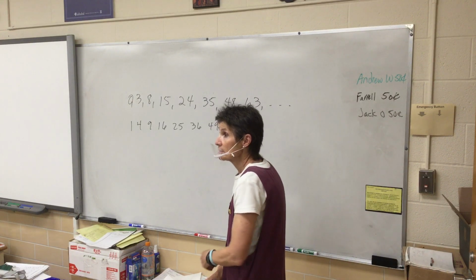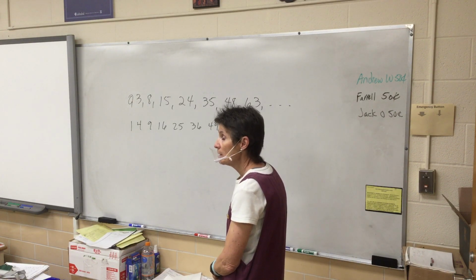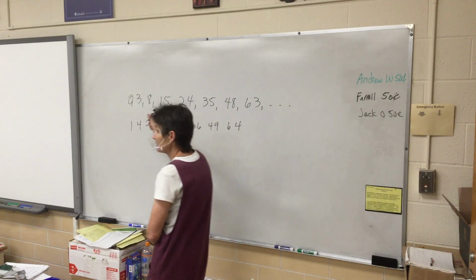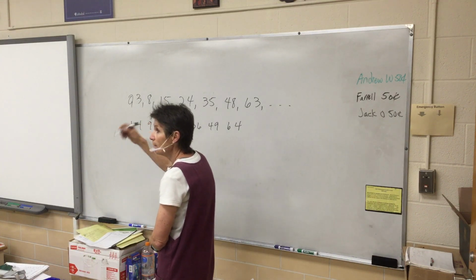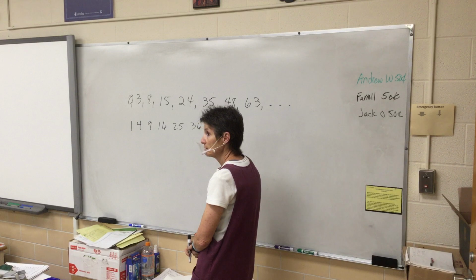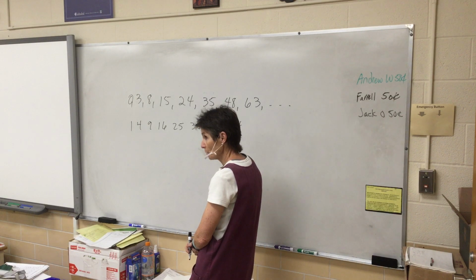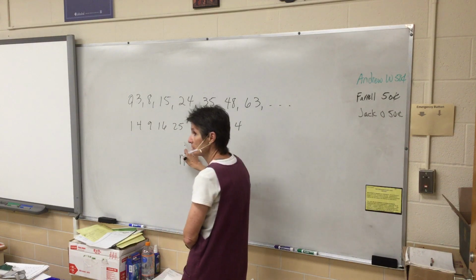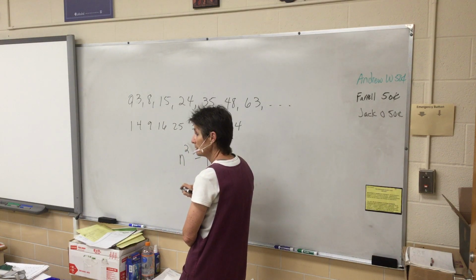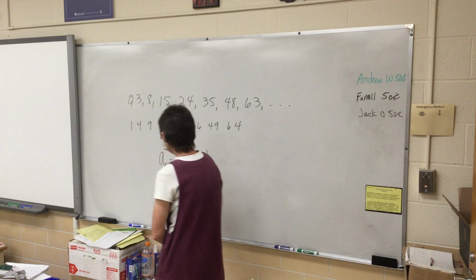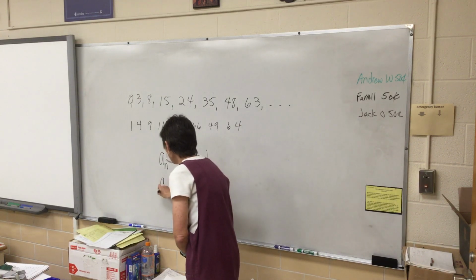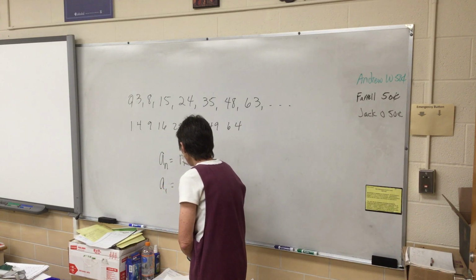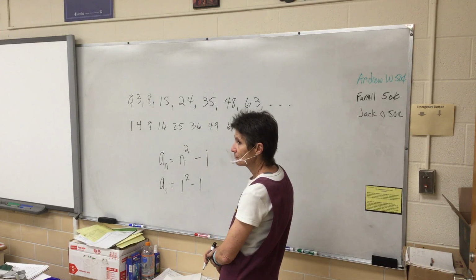They're the squares. Absolutely, they're the squares. So what does this represent? This represents the squares minus 1. Would you agree with me? So these numbers are the squares minus 1. So the nth term, the first term is 1 squared minus 1. Is that true?